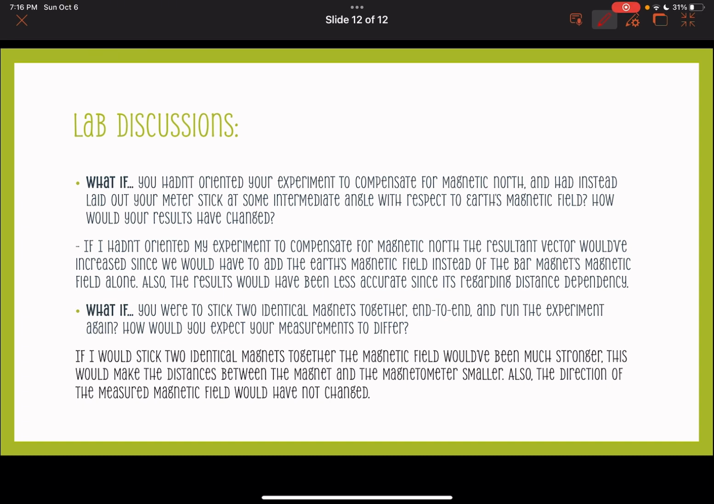And the other question is, what if you were to stick two identical magnets together end to end and run the experiment again? If I were to stick two identical magnets together, the magnetic field would have been much stronger, and this would make the distances between the magnet and the magnetometer smaller. Also, the direction of the measured magnetic field would not have changed.